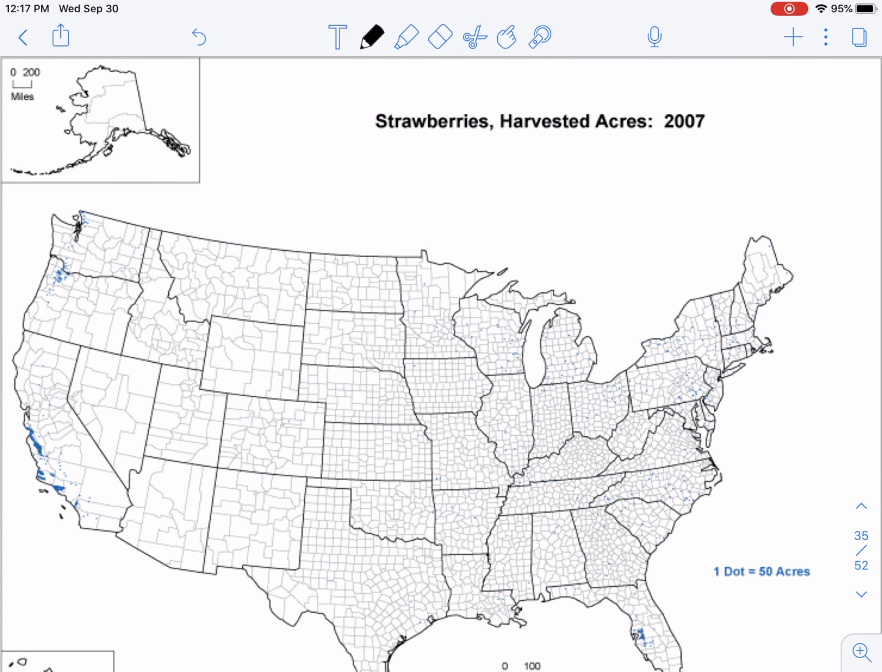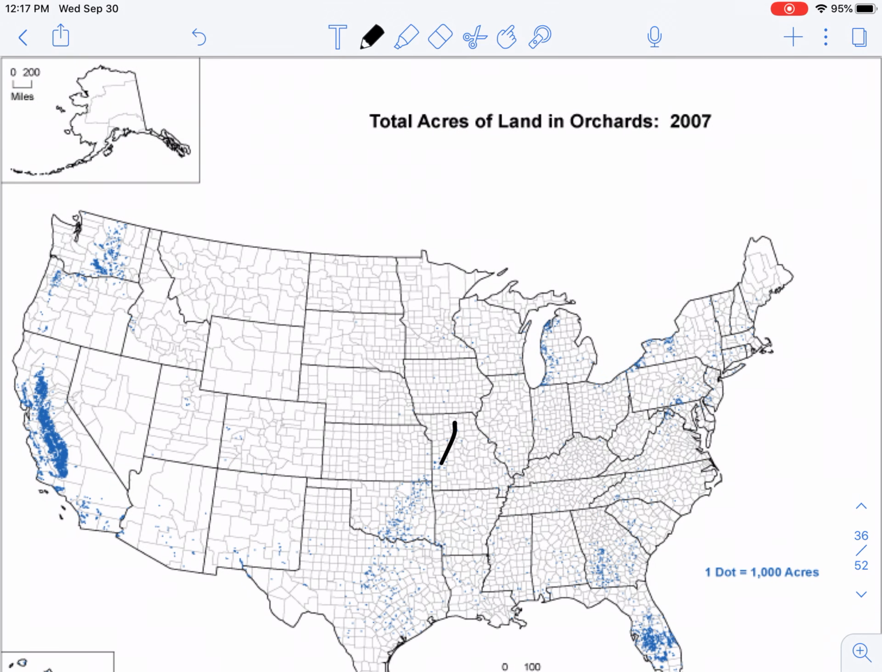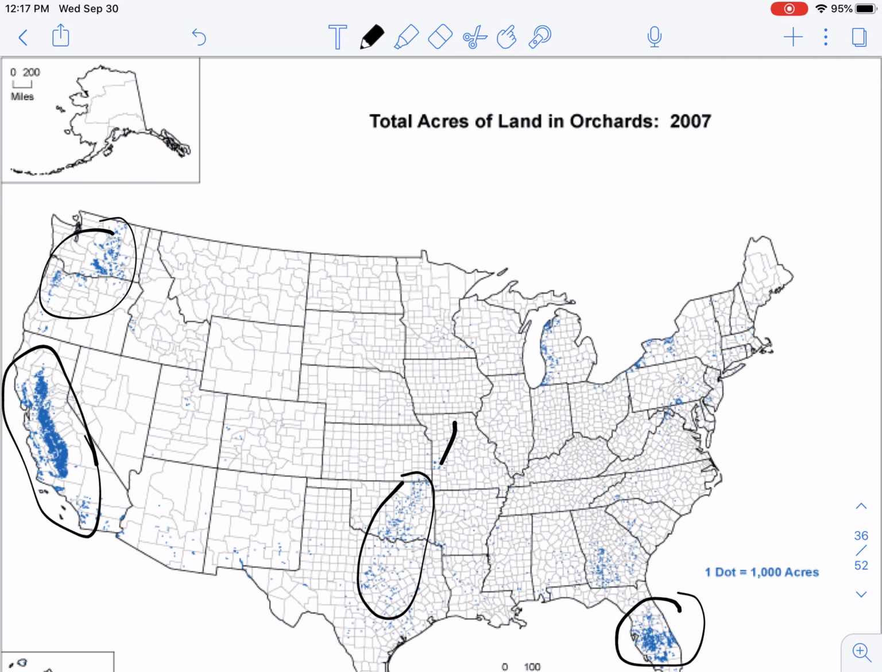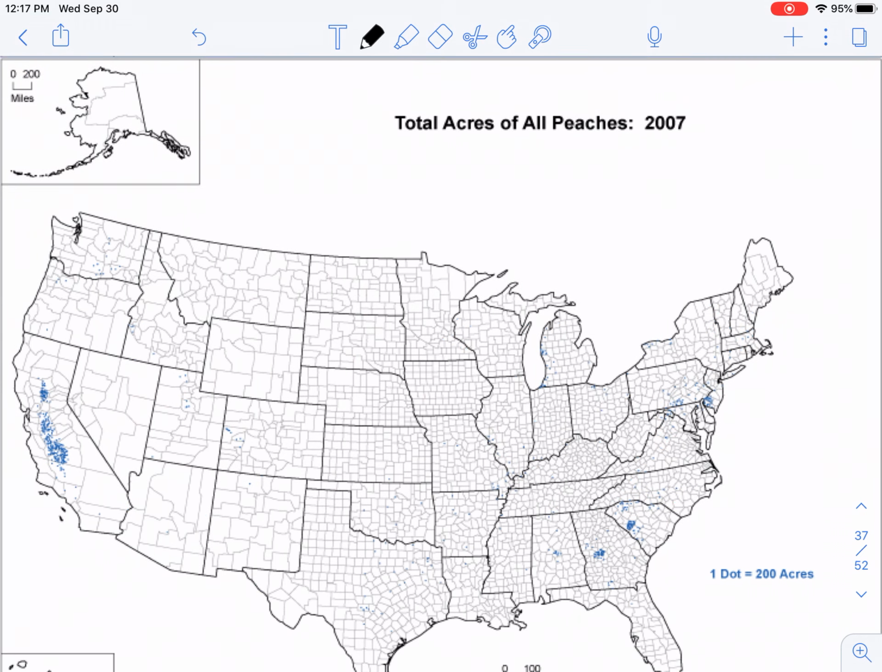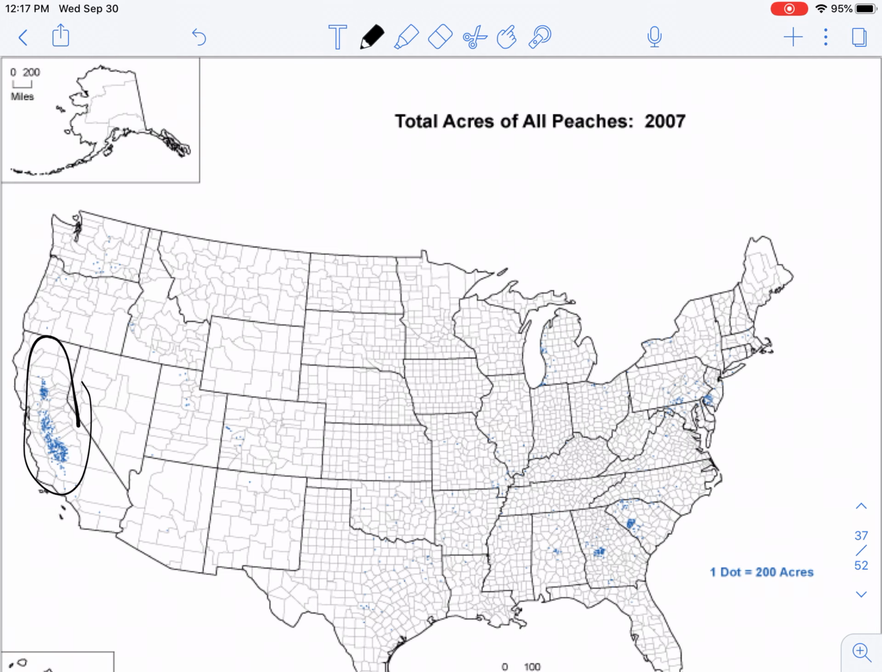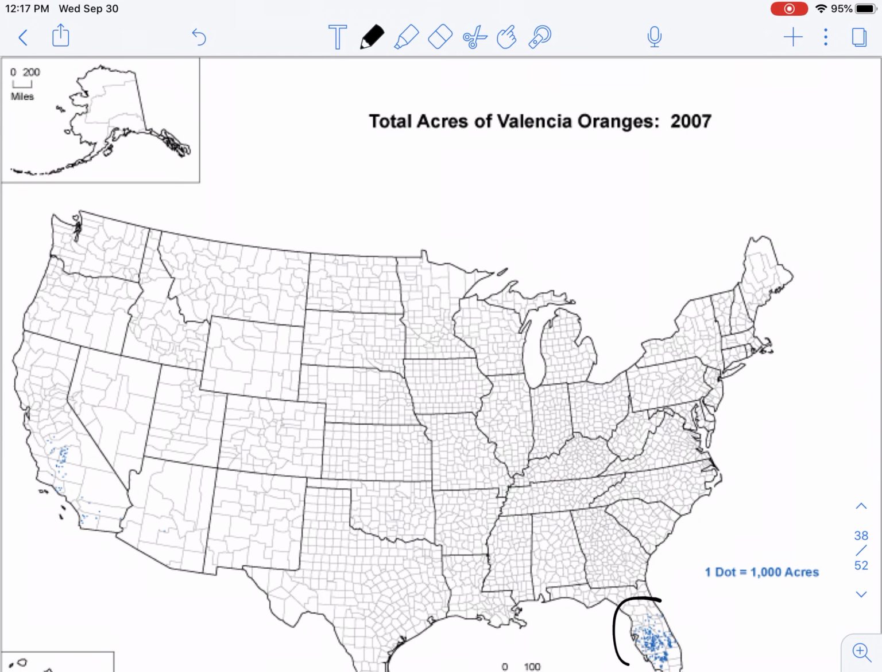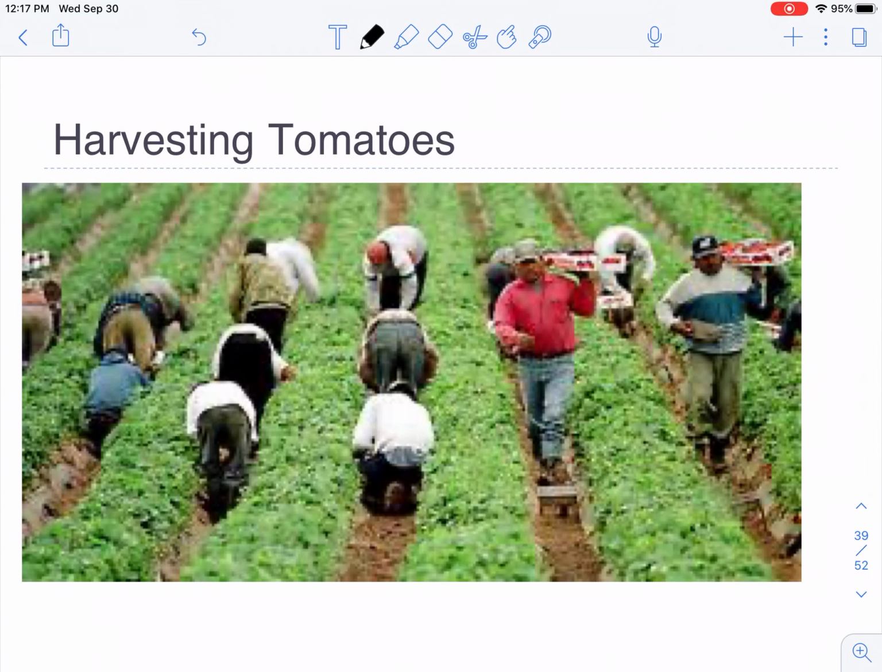You look at strawberry production here, you find workers out in California doing that, and a little bit up in Oregon. You look at apple orchards: California, Washington, Texas and Oklahoma, Florida, Georgia, a little bit in New York and Michigan, known for their apples. Peach production, largely California, Georgia and South Carolina. Oranges. That's what Florida is known for, its orange production.